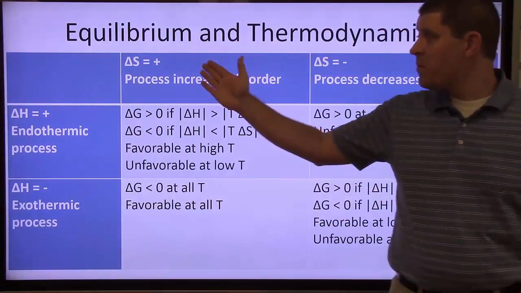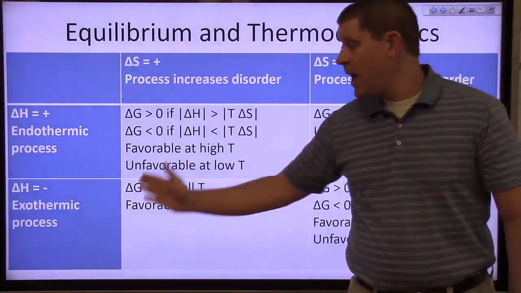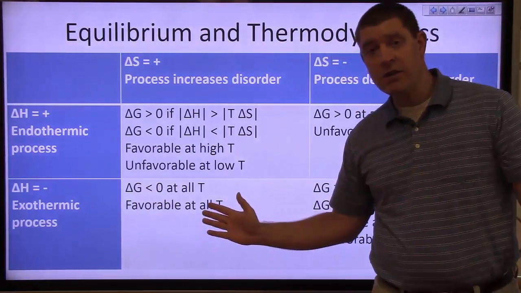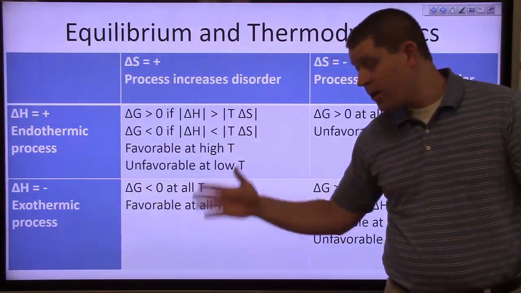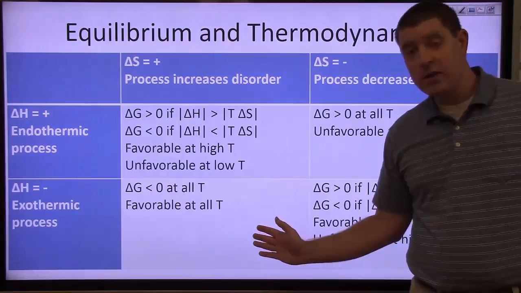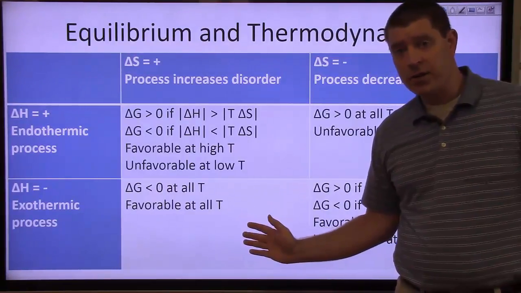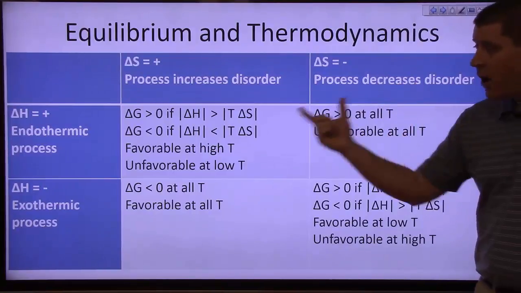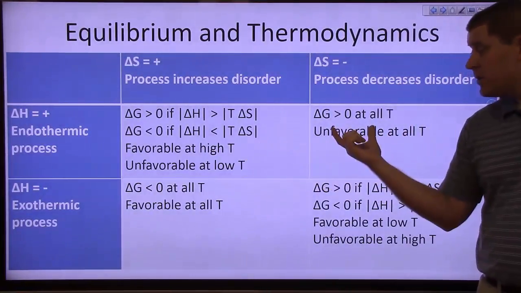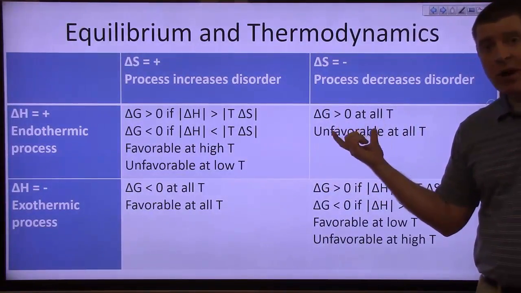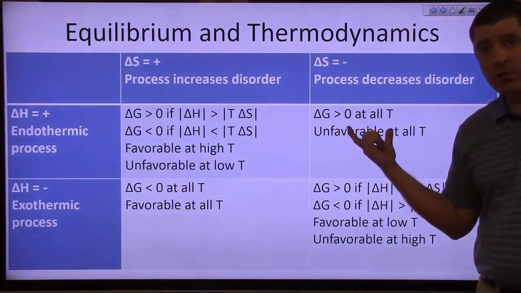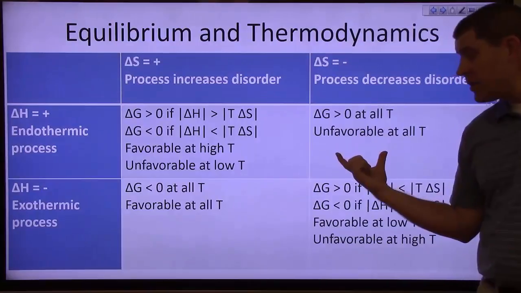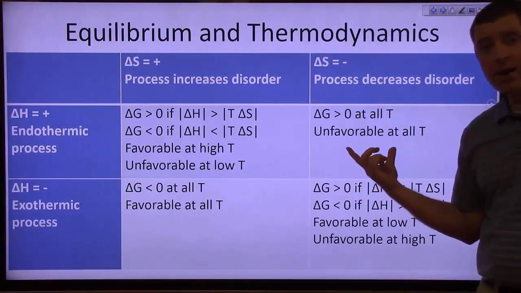On the other hand, if we have a positive delta S and a negative delta H, now we have a delta G that is guaranteed to be negative at all temperatures, and this means that that reaction is favorable at all temperatures. Now if we have a negative delta S and a positive delta H, this means that our delta G has to be positive. It's got to be greater than 0 at all temperatures. In other words, no matter what the value of T is, delta G is positive. And that means that this reaction is unfavorable at all temperatures.